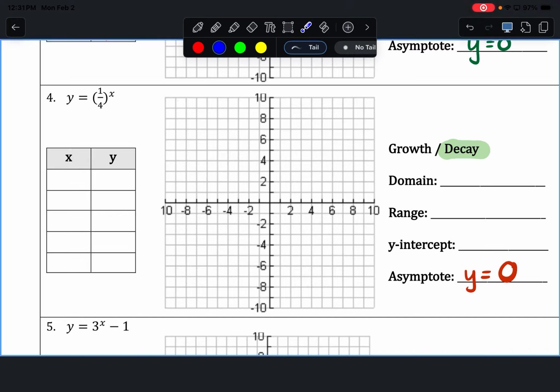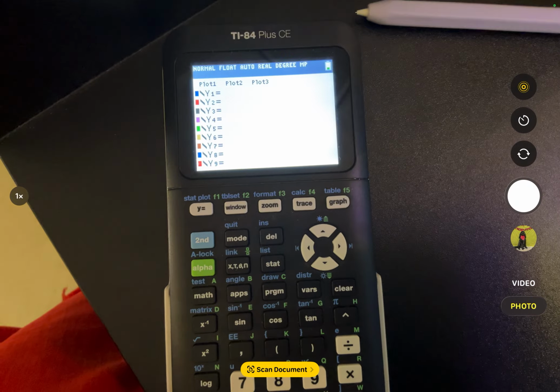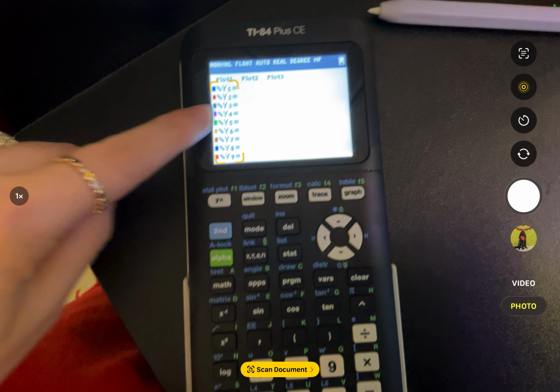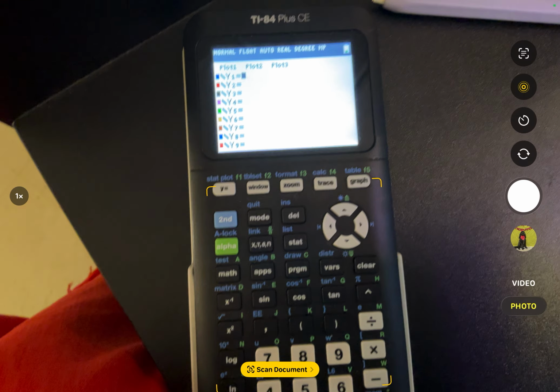So if you have a graphing calculator in front of you, do you see the y equals button? Hit that button. When you hit the y equals button, you should see this screen here. Is that what y'all see? You are going to type in the equation right there. If something is already typed there, just clear it out.